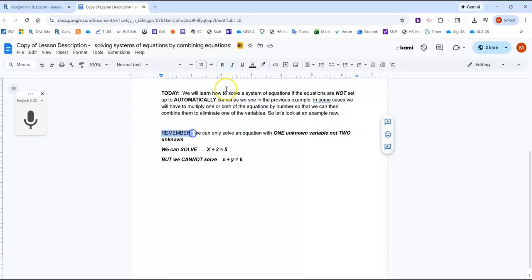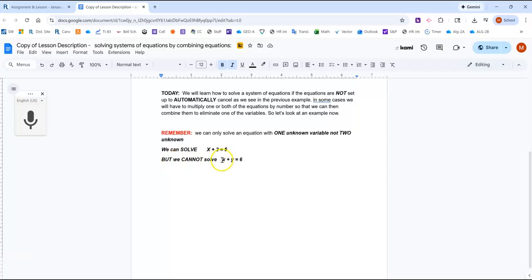And this is very important: remember, we can only solve an equation with one unknown variable, not two. Again, we can solve x plus 2 is equal to 5. You know that x is going to be 3. There's nothing else it could be. Could it be 5? 5 plus 2 is 7. Could it be 8? 8 plus 2 is 10. No, it could only be 3.